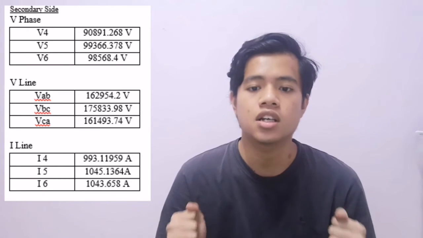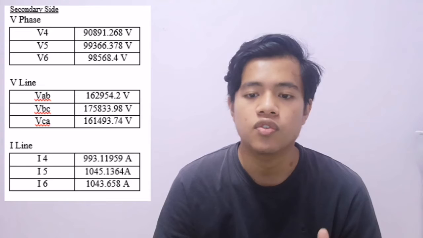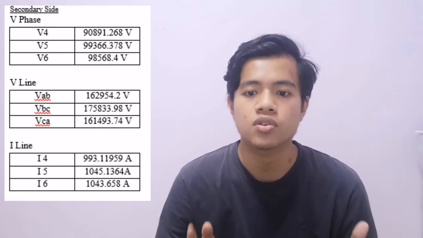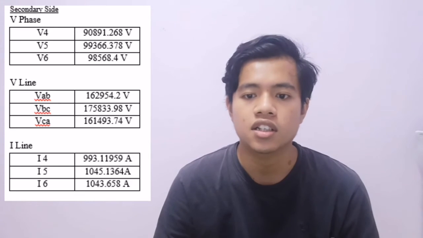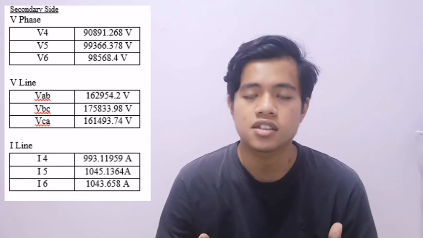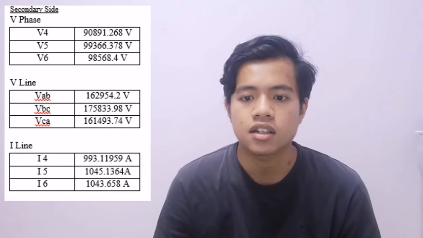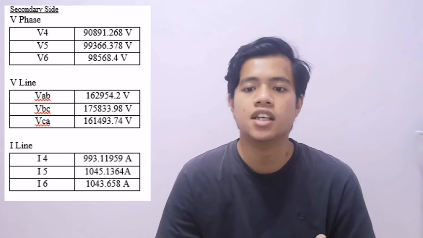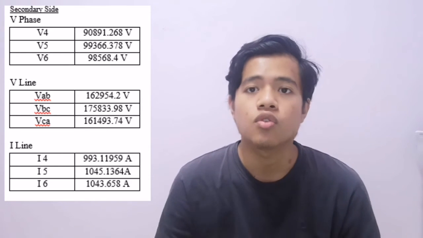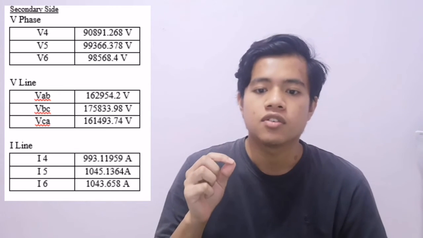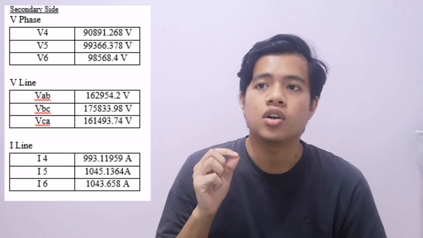So we go to V phase, V line and I line on the secondary side. The labels for V phase on the secondary side are V4, V5 and V6. V4 is 90,891.268 volt, V5 is 99,366.378 volt, V6 is 98,568.4 volt.